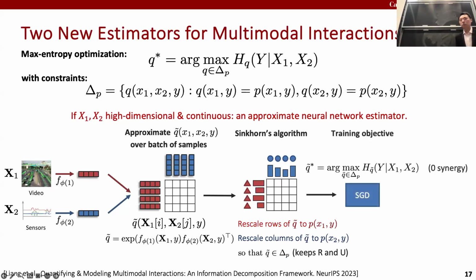We can then plug this Q tilde into your max entropy objective. So this will maximize the entropy of Q tilde and find a Q tilde star that has the highest entropy while respecting these constraints. And that is a distribution which has 0 synergy, which means you can compute how much synergy there is and also how much of other interactions there are.